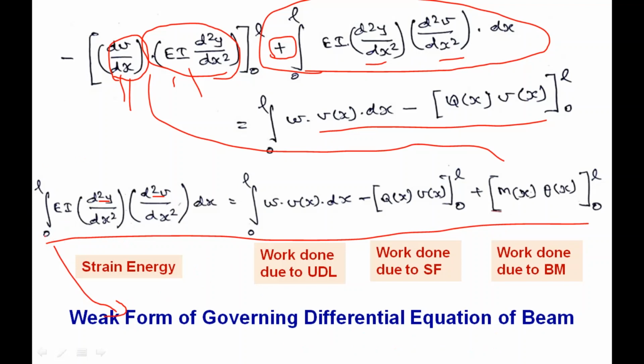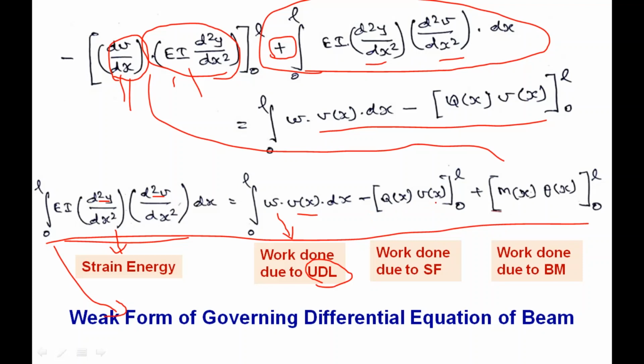What is the physical meaning of this left hand side part? In Rayleigh's method, we have seen that the equation for the strain energy of a beam is EI/2 (d²y/dx²)² dx, right? This is similar to that one. This indicates the strain energy stored in the beam. Coming to the right hand side, w is the UDL, the load intensity of the UDL, multiplied by this function v(x), the weight function. So this is nothing but load multiplied by the displacement function. So this is going to be the work done due to the uniformly distributed load.